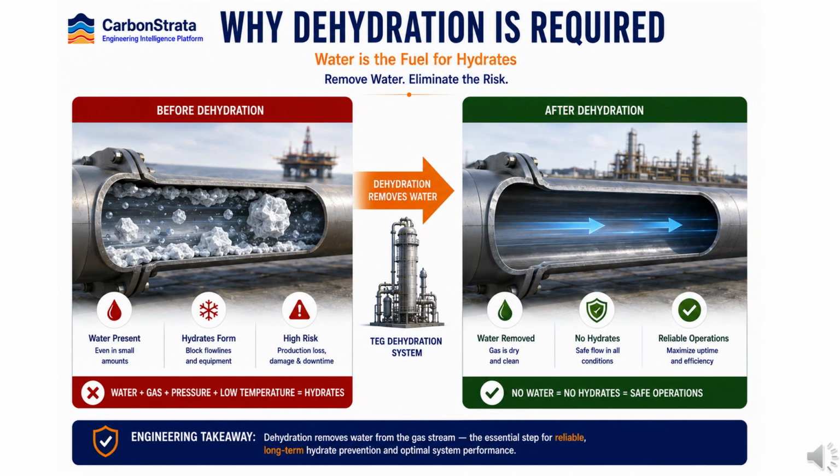Gas dehydration is one of the most important operations in gas processing. The objective is simple: remove water from the gas stream before transportation or further processing. Water in natural gas can cause hydrate formation, internal corrosion, liquid accumulation, and operational instability. In addition, sales gas must meet strict water content specifications before entering transmission pipelines. By reducing water content, dehydration improves flow assurance, protects equipment, and ensures compliance with commercial gas quality requirements. For many facilities, dehydration represents the first line of defense against hydrate-related problems.